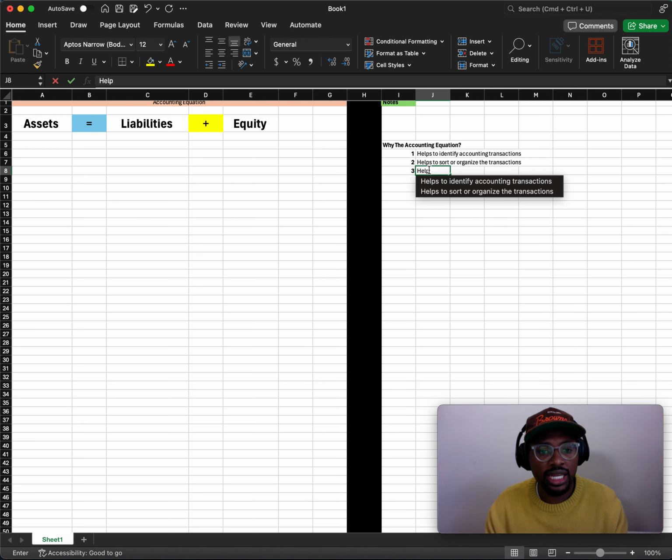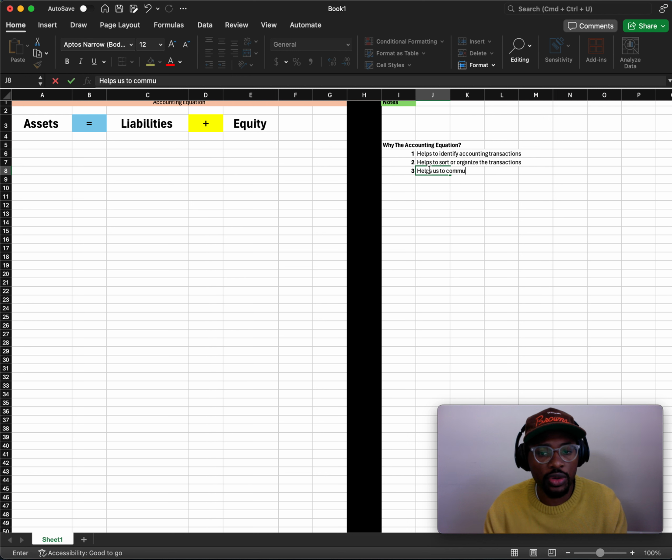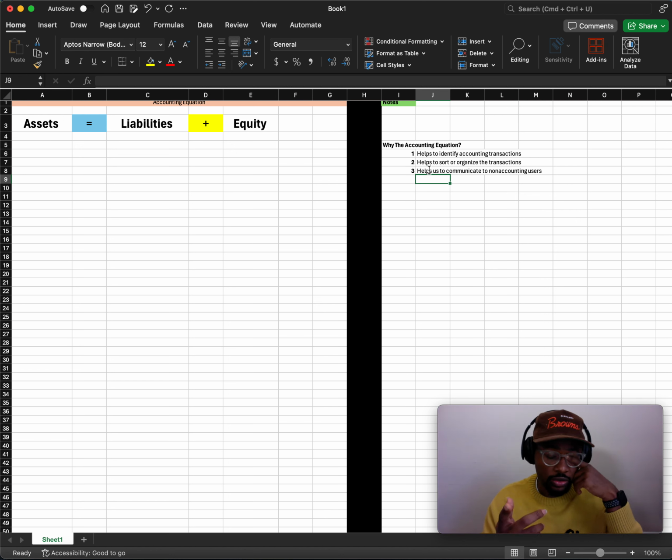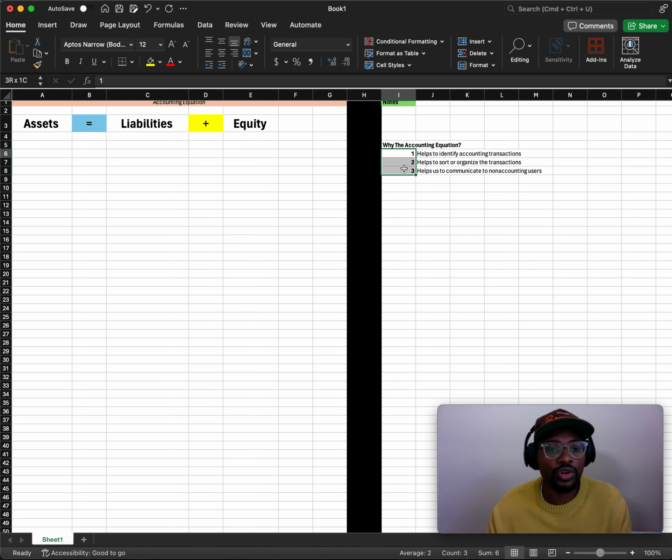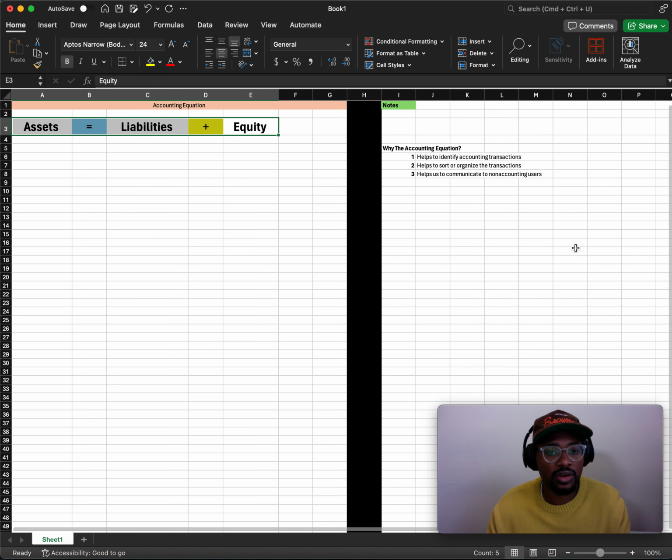And number three is that it helps us communicate to non-accounting users. You are a non-accounting user, right? That's why you're coming to this tutorial, because you're trying to get a simplistic way of wrapping your mind around accounting. So this equation, assets equal liabilities plus equity, helps us easily communicate what accounting is all about. These are the three primary reasons why we need this accounting equation.